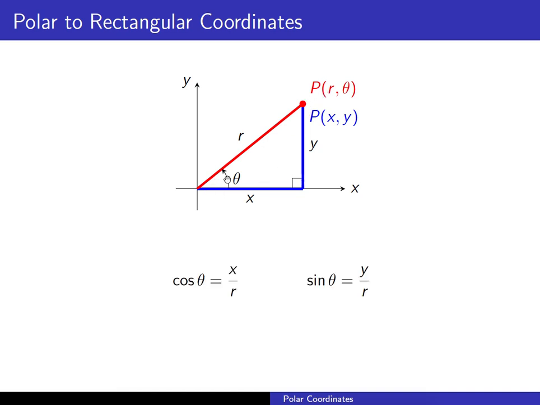So our cosine of theta is x over r, and our sine of theta is y over r. Again, going back to trig functions of any angle. So if we clear out each of the fractions for these equations, we get x is r times the cosine of theta, and y is r times the sine of theta. So our x-coordinate is the radius times the cosine of the angle. Our y-coordinate is the radius times the sine of the angle.